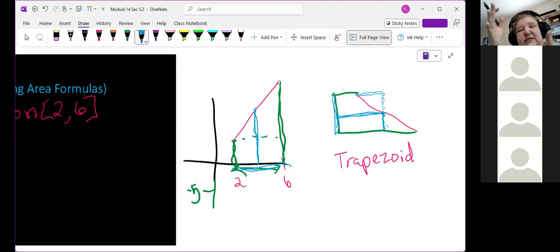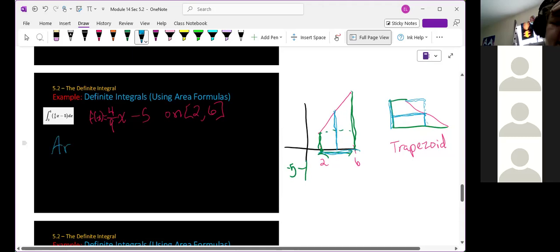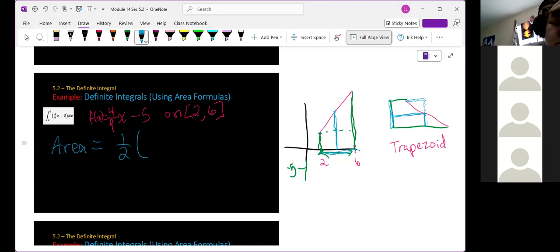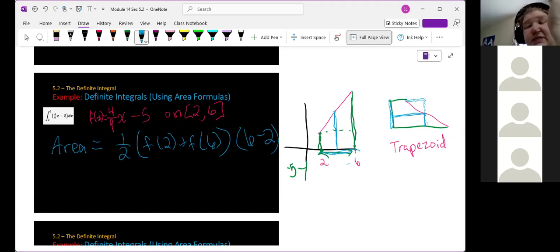So we average the length of the bases times the height, or we're going to average the two function values times the width of the interval. So our area is 1/2 of f of 2 plus f of 6, and then times the width, which is 6 minus 2. Now, if that curve on top was not a straight line, we'd be dealing with a different shape and we'd actually be doing some full-blown calculus. This is not a nice number, though. It's ugly.